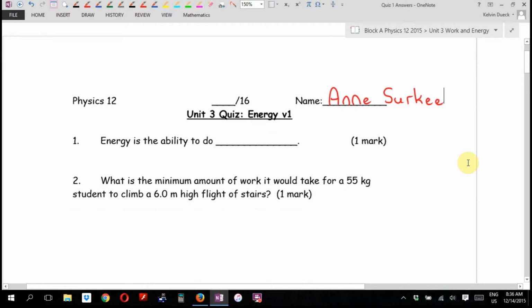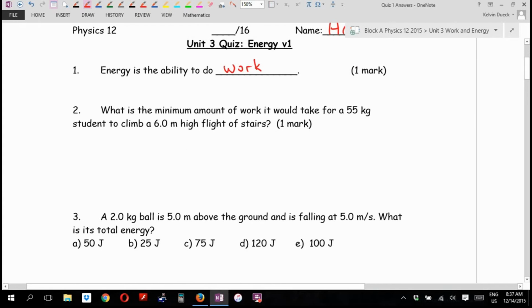Wow, that was impressive. Energy is the ability to do work. Work is the ability to apply a force over a distance. So in other words, you know an object has energy if it can somehow exert a force over a distance. What is the minimum amount of work it would take for a 55-kilogram student to climb a 6-meter high flight of stairs? Well, work equals, there's 3 definitions of work.